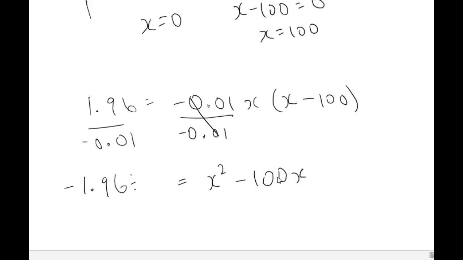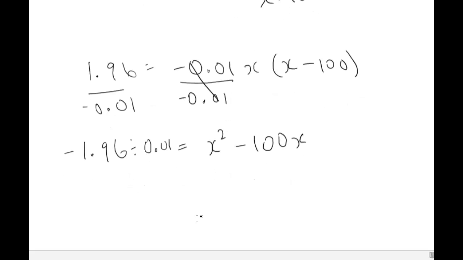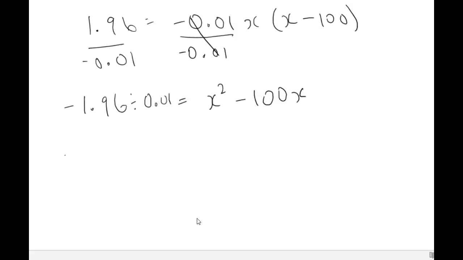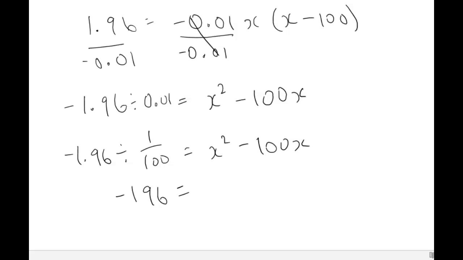We've got a negative here, so I'm going to just put the negative there, and we've got 0.01. We're dividing this by 100th. And when we divide by 100th, so if we do that maybe as a fraction, okay, don't worry about what's happening on the right-hand side now. We're just worried about this. When we divide by 100th, we're moving our decimal point to the right. Okay, so we're going to have negative 196 equals x squared minus 100x.